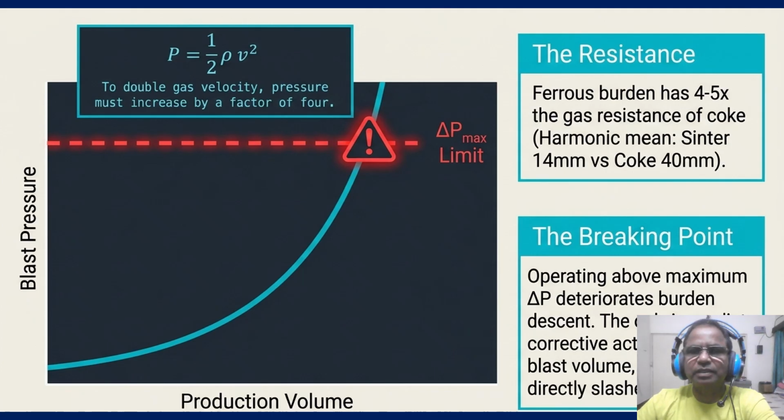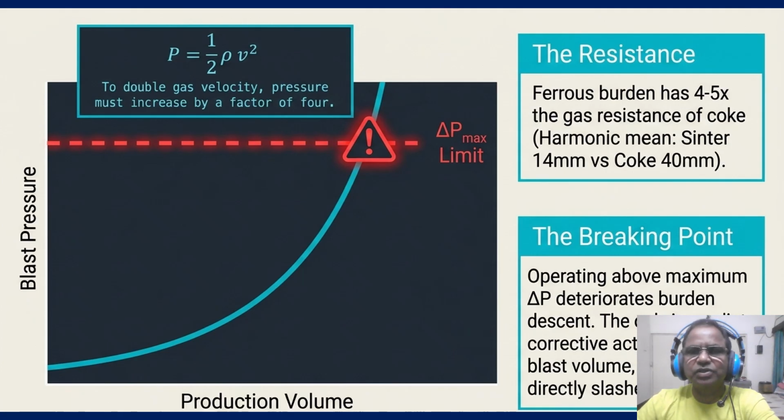Now look at the resistance box on the right. Our ferrous burden, the sinter and the pellet, has 4 to 5 times the gas resistance of coke. We are talking about a harmonic mean size of 14 mm for sinter versus 40 mm for coke. The operational impact is clear. When you operate too close to the red line, you deteriorate burden descent. The only immediate corrective action is cutting blast volume, which directly slashes your production and increases your total plant cost.